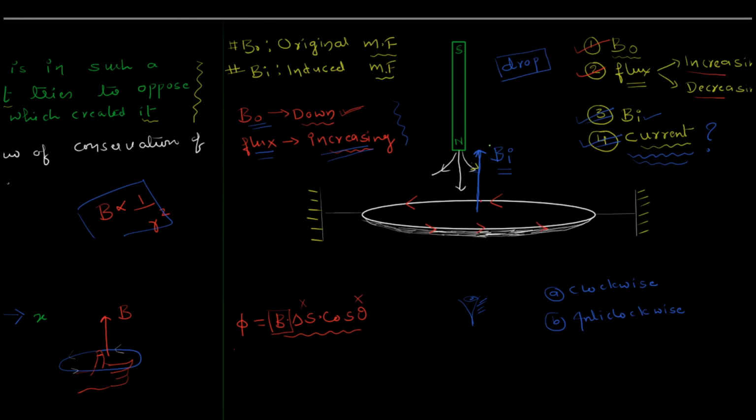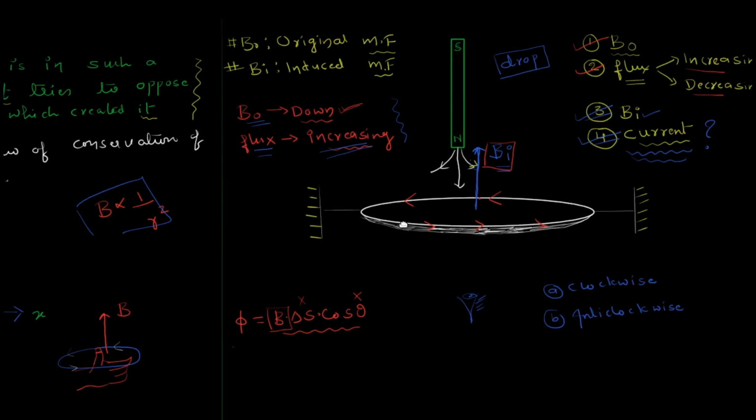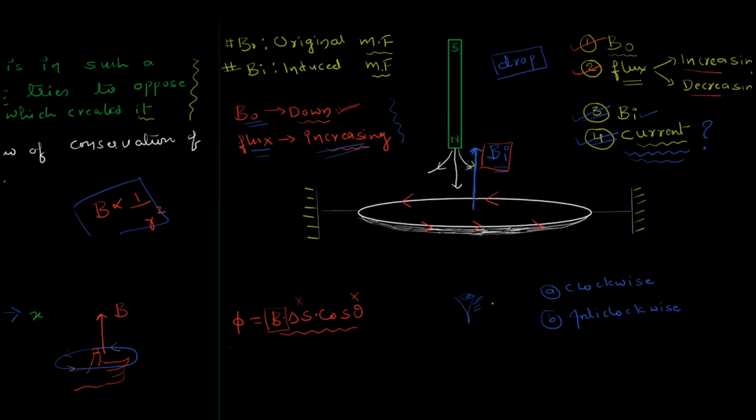Why do we need the induced magnetic field to be upwards? Induced magnetic field, if upwards, only can oppose the increasing flux, right? So this is all according to Lenz's law, whatever discussion I'm making. And now that we have decided the current is going to be in this direction, if you're seeing from below the ring, to you this current is going to appear anti-clockwise.